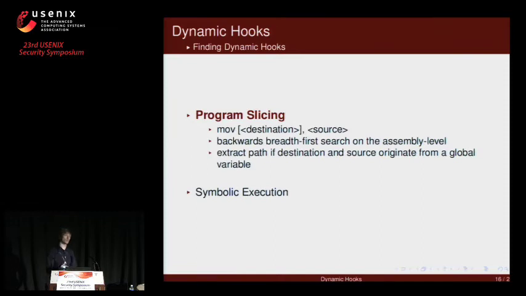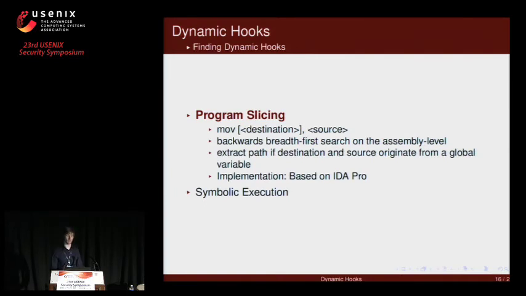And a global variable in this context essentially means that the last move instruction, or where the source and the destination value originate from, is a memory location pointed to by the GS segment, since the GS segment contains global variables in the case of Linux and Windows in the case of 64-bit systems. And our current implementation is based on IDA Pro in this case.